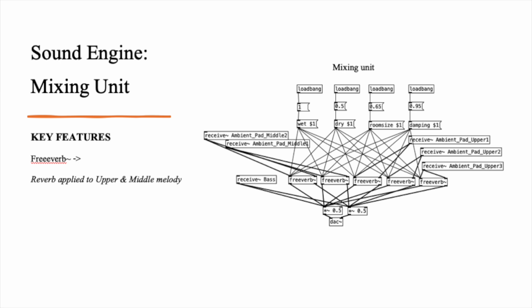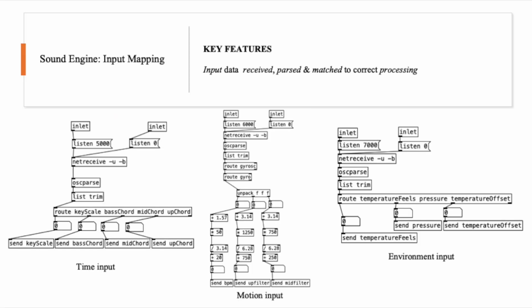All melodic units are routed together in a mixer, which combines them into a singular soundscape. Reverb is applied to middle and upper melodies to glue the mix together. Inputs are collected in Pure Data using specific port numbers. Based on how the data is tagged, it is sent off into the correct processing automatically.